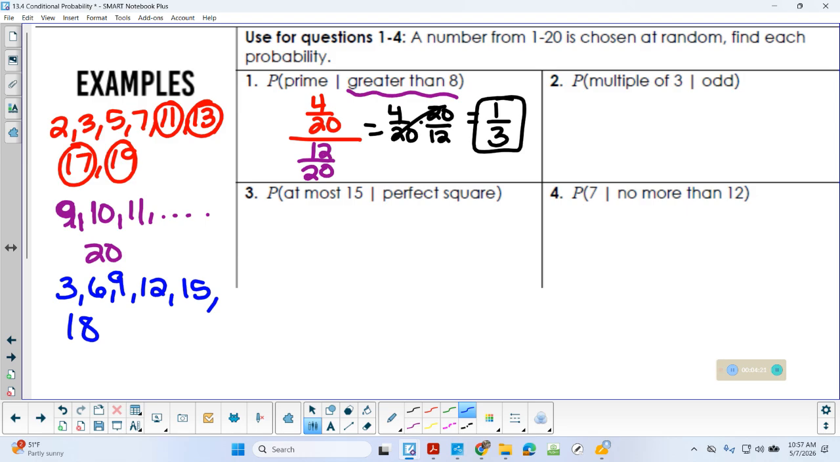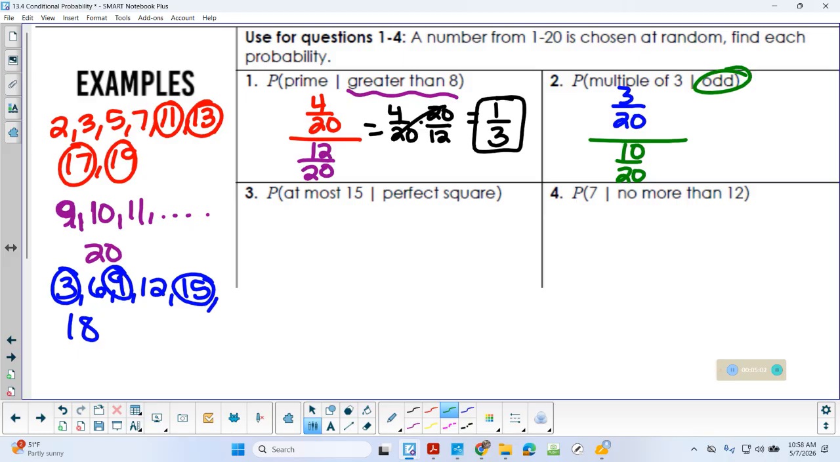So off those blue numbers, which ones are multiples of 3 and odd? 3 is, what else? 9. So 3 out of 20 is going to be our top fraction. Okay, bottom fraction. I know it's going to be out of 20. We're going to figure out odd. So 1 through 20, how many of them are odd? 1, 3, 5, 7, 9, 11, 13, 15, 17, 19. How many? 10. Isn't it half of them? Half are odd, half are even.